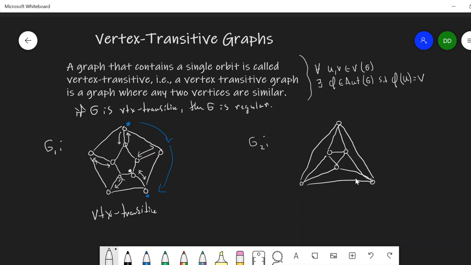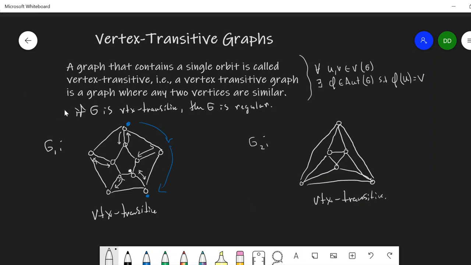Also this graph, G2, which is K_{2,2,2}, a tripartite graph, is also vertex transitive. And I'll let you look through it and see that you can find an automorphism that sends any vertex to any other vertex. So let's see. Those two are vertex transitive. Notice each one is regular.